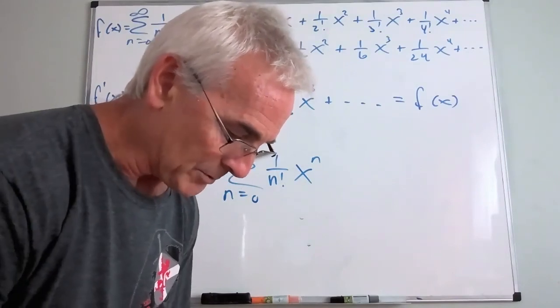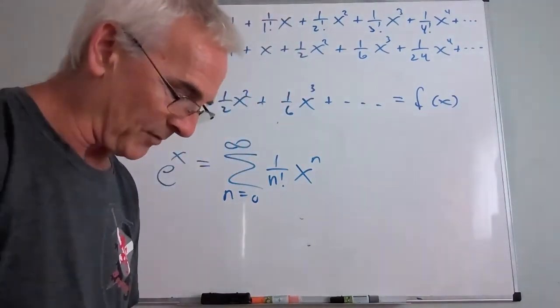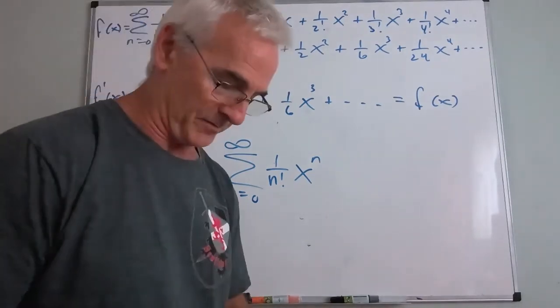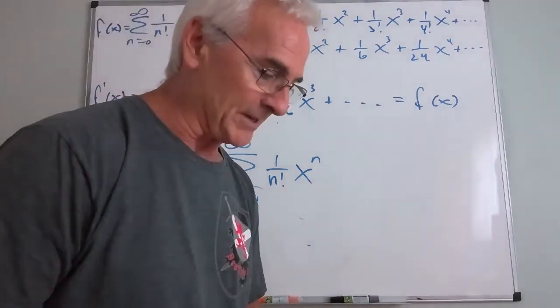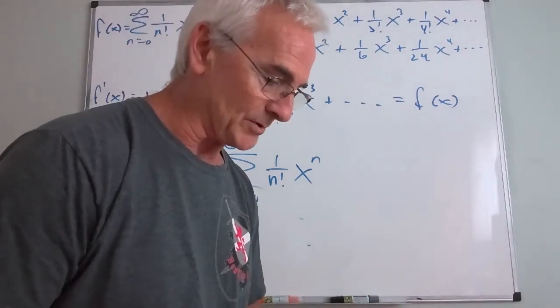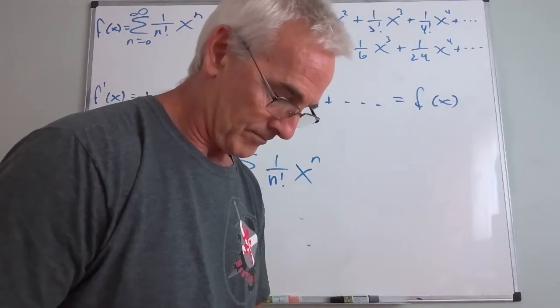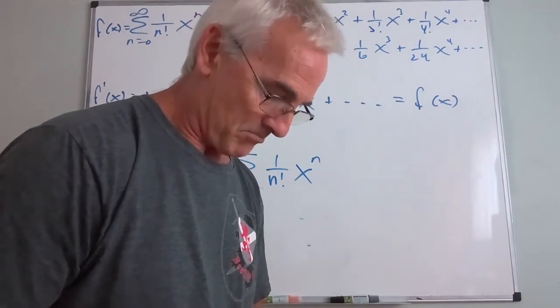Okay, now I'm going to do my window. Let's say we go from -10 to 10 in each direction. Okay, that's always a good starting point.